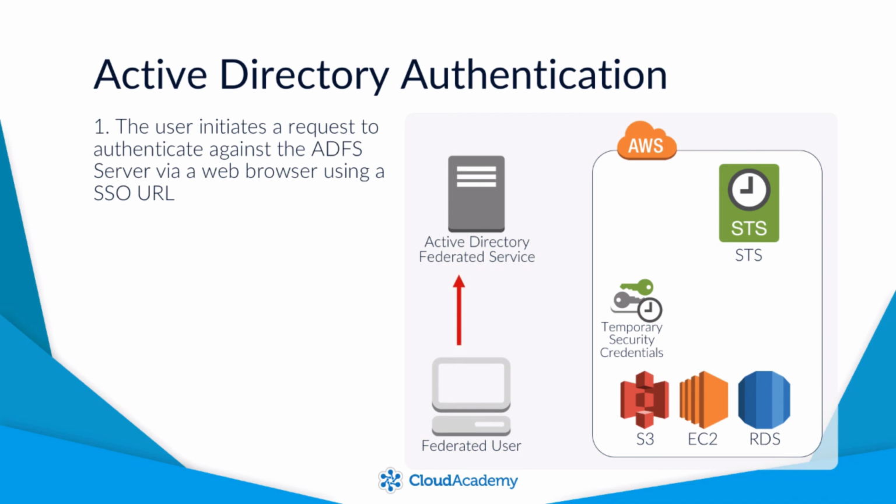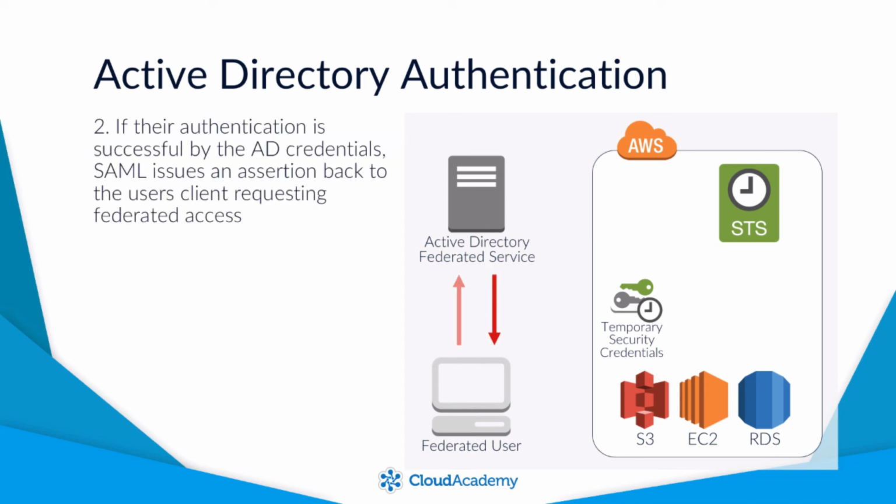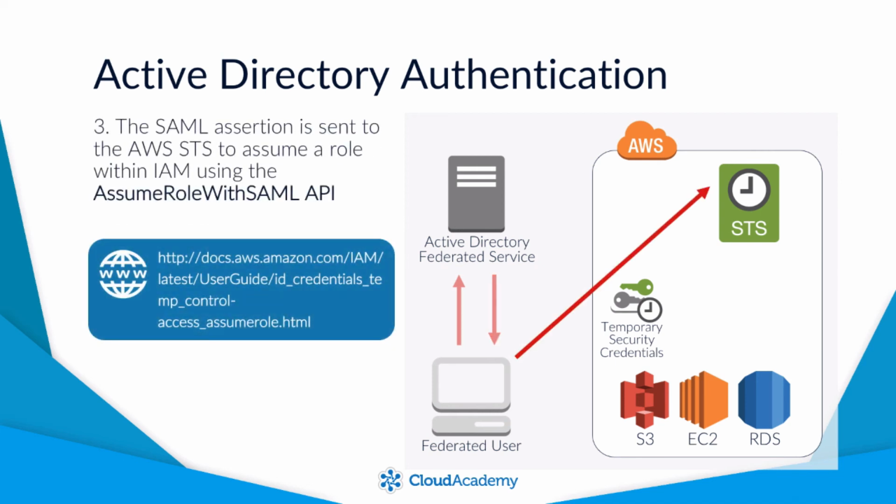A user within an internal organization initiates a request to authenticate against the Active Directory Federated Service, ADFS server, via a web browser using a single sign-on URL. If their authentication is successful by using their Active Directory credentials, SAML will then issue a successful authentication assertion back to the user's client requesting federated access. The SAML assertion is then sent to the AWS Security Token Service to assume a role within IAM using the AssumeRoleWithSAML API. More information on this API can be found on the link on screen.